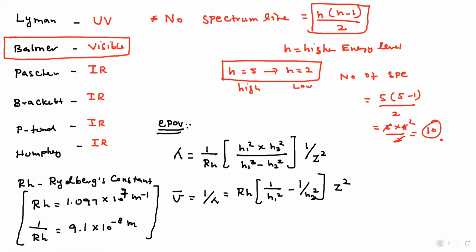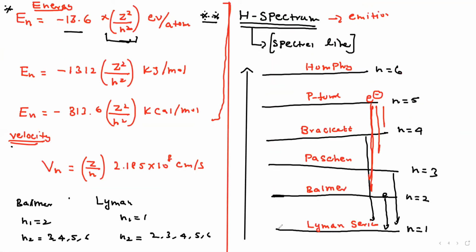Now see, this is very important. This is the Lyman series. The first line is n2 to n1. Similarly, this is n3 to n1. Now, n3 to n1 is higher energy, and n2 to n1 is lower energy. In this case, n3 to n1 is higher energy and n2 to n1 is lower energy.